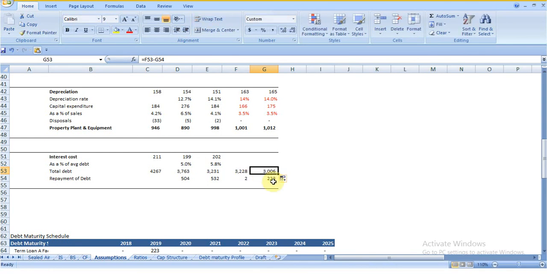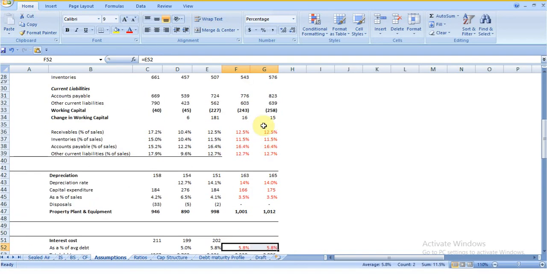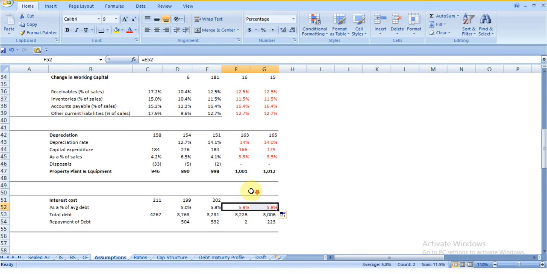Now I can assume that the company's average interest cost is going to remain the same as last year, which is 5.8%. Please remember that all the assumptions which I am taking, I am keeping in red for the sake of simplicity, and all the calculations are in black color. So here now I can calculate my interest expenses. How am I going to calculate? Interest cost multiplied by average debt of this year and last year. So this will give me the interest expense calculation.